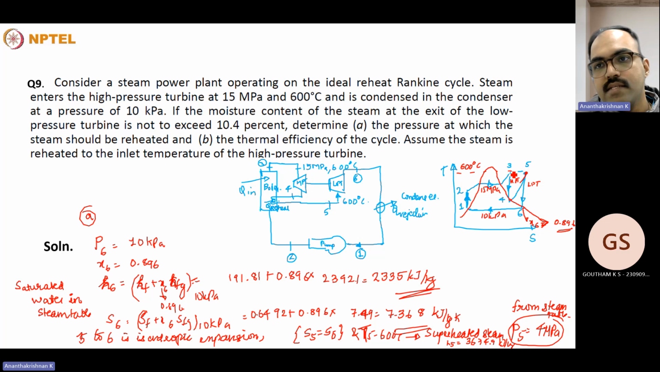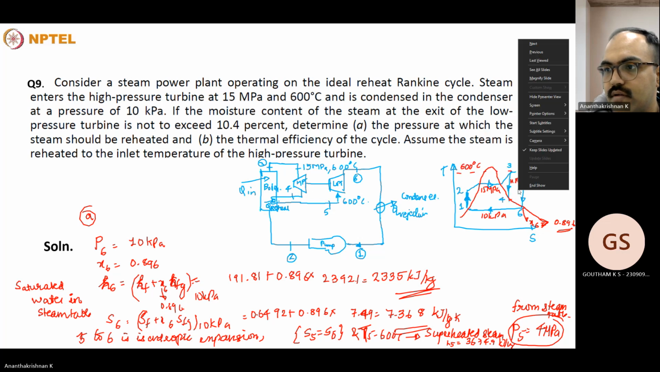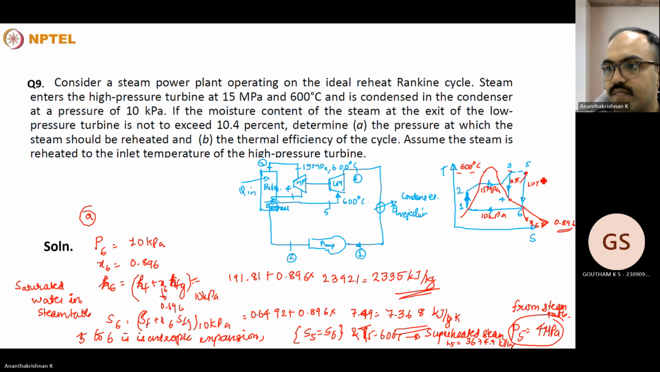So the only case remaining is that state point 4 will be somewhere here, outside the vapor dome, and it goes like this. The whole process will be like this. It will be out of the vapor dome, and then it undergoes reheating. So we compare both the cases.